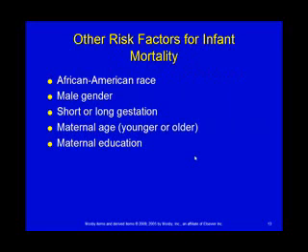Other risk factors, well, again, certain ethnic groups, there's just higher risks. African American, it's higher. Male babies, across the board, male babies are not as hardy as female babies. So we lose more male babies. Either a short or a long gestation, so a child is born preterm or goes more than 2 weeks over term. Maternal age, your teenage moms and your mothers over 40. And also maternal education. The lower education of the mother, the more likely there are to be complications and problems. And that also is true, that they're less likely to have gotten adequate prenatal care.